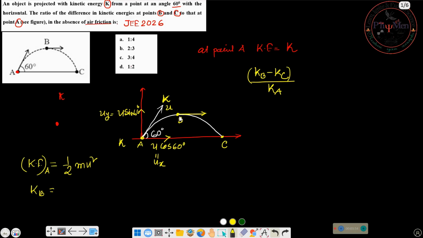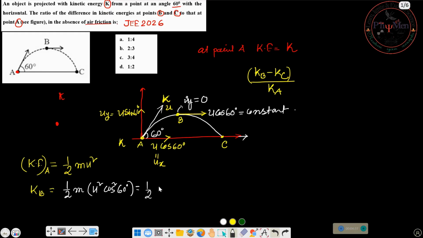But at point B there is no y component of the velocity. Since this is the highest point of the path, here Vy equals 0. We are left with only the x component of the velocity, and the x component is constant at any point of the path, because there is no acceleration along this direction in projectile motion. So KB will be equal to half m u square cos square 60 degree, which is half m u square times 1 by 4, so it will be 1 by 8 m u square.